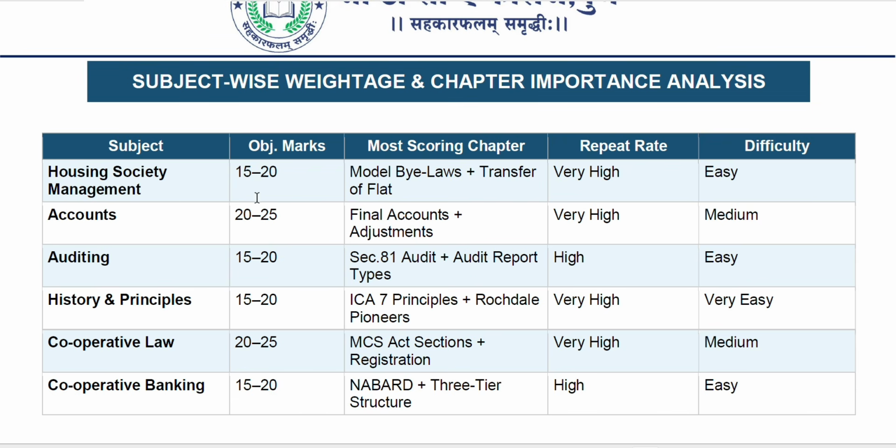CHM first paper, 15-20 marks: model bylaws and transfer of flats, very high, easy difficulty. Accounts 2025: final accounts plus adjustments, very high. Auditing, 15-20 marks: section 81, audit plus audit report types. History principle, 15-20 marks: ICA 7 principles plus Rochdale Pioneers. Cooperative law 2025 question: MCS Act sections and registration. Cooperative banking, 15-20 marks: NABARD plus 3-tier structure. So these are the most scoring chapters we can say, and they have already been given to you in many previous videos.